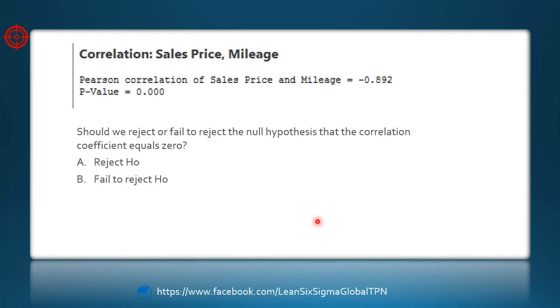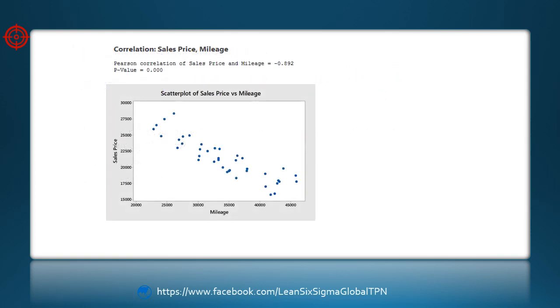The correlation between mileage and sales price is minus 0.892. So what can we conclude from this correlation? First, we can conclude that this is a negative correlation, meaning that as the mileage of a car increases, the sales price decreases. So it is a strong relationship.